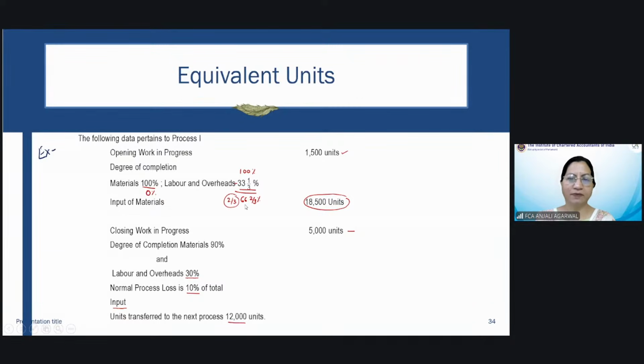Otherwise, in percentages, you might end up getting fractions. So this will become 66.66666. If you write 66.67, it will be slightly more. And if you leave it at 66.66, there is no limit up to which you can take the round figure, right? So in this situation, better 1/3 and 2/3. So opening WIP, which was 1500 units, was already 100% complete as far as material is concerned. And we needed to complete it only 1/3 as far as labor and overheads. So we need to complete only 2/3. Input total and output total will always match because you are taking the balancing figure.